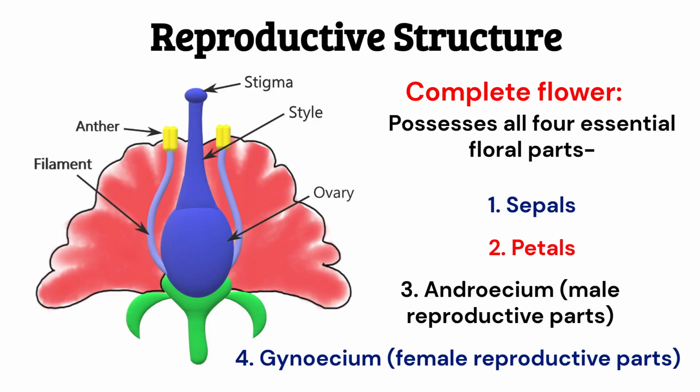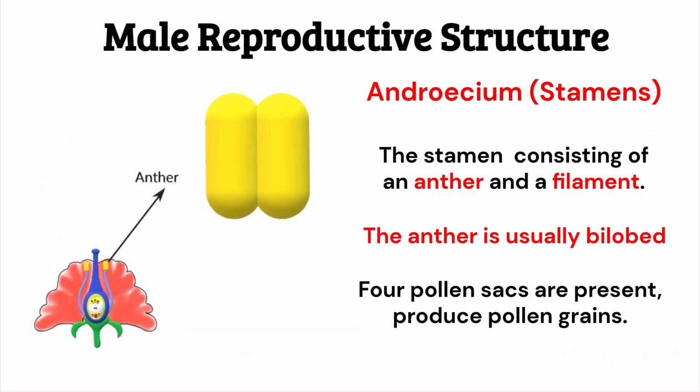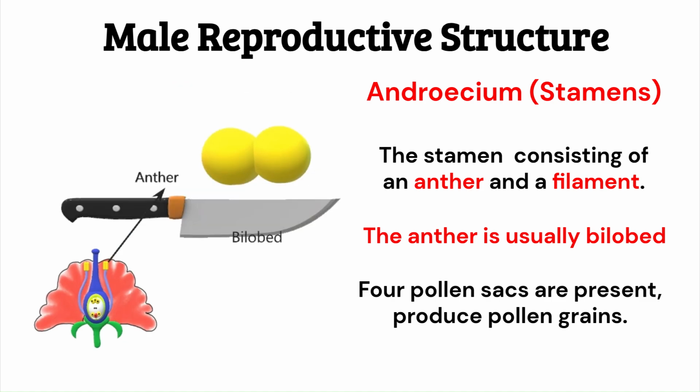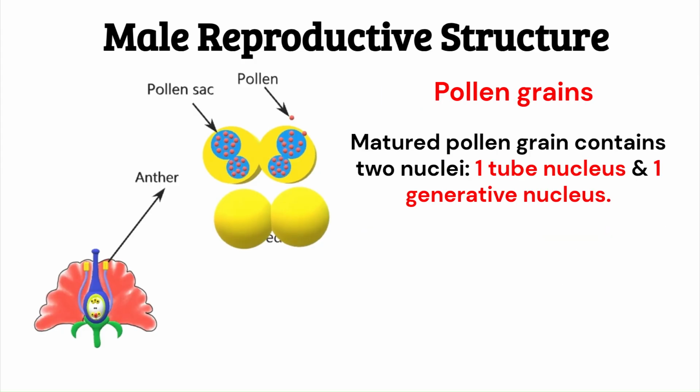The stamen is the male reproductive structure of a flower, consisting of an anther and a filament. The anther is usually bilobed and has 4 pollen sacs. You can see, in one lobe 2 pollen sacs are there. Inside the anther, pollen grains are produced. After maturation, each pollen grain contains 2 nuclei, 1 tube nucleus and 1 generative nucleus.